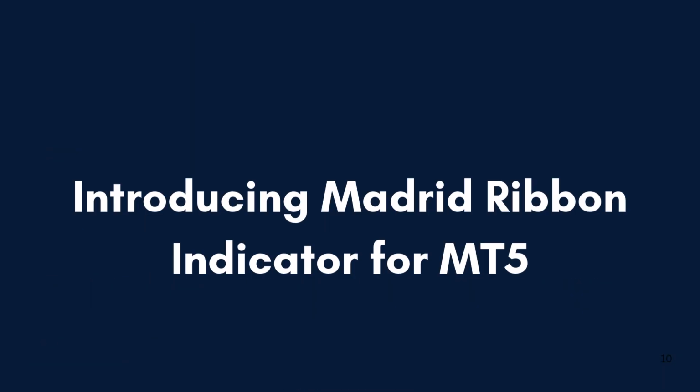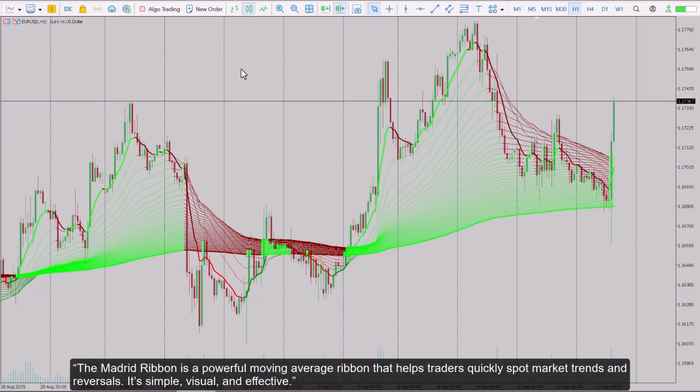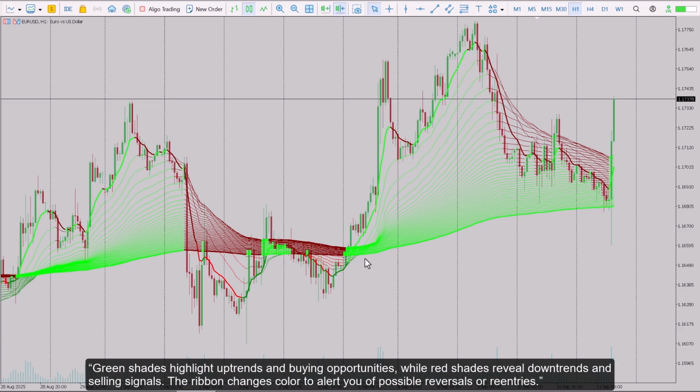Now, let's introduce our Madrid Ribbon indicator for MetaTrader 5. The Madrid Ribbon is a powerful moving average ribbon that helps traders quickly spot market trends and reversals. It's simple, visual, and effective. Green shades highlight uptrends and buying opportunities, while red shades reveal downtrends and selling signals.